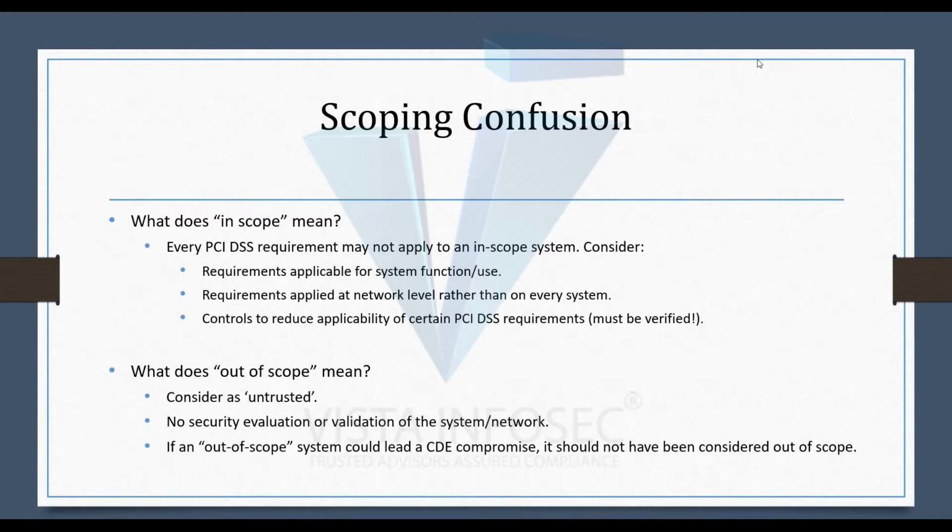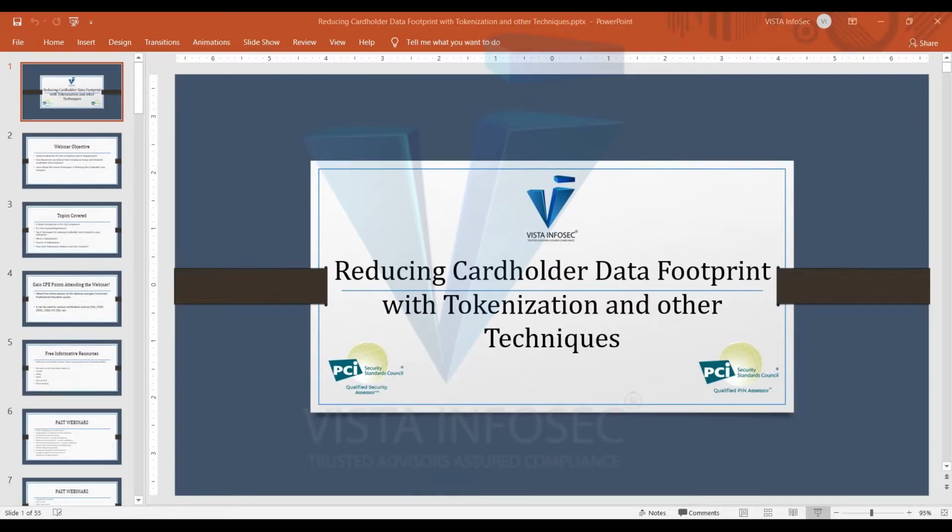So let's get into what you mean by in scope and out of scope. So what does it mean then to be in scope and out of scope? So every PCI DSS requirement, this is something that you need to understand. There are 280 plus requirements in PCI DSS. So when you say in scope, it doesn't mean that all the requirements are applicable to all the assets in scope and all the processes in scope.